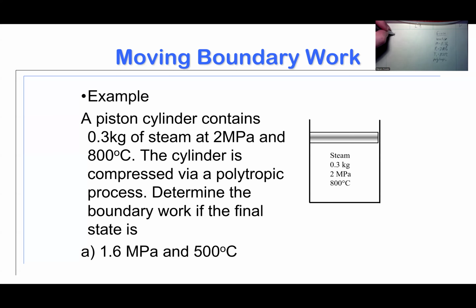They want us to find the boundary work. I'm going to compute that in the out direction, so W sub B, sub out. So the boundary work out. This is an example problem. And they've given us a final state here. They've given us two properties of the final state, that is a pressure of 1.6 megapascals and a temperature of 500 degrees C. All right, I think that's all of our given information.